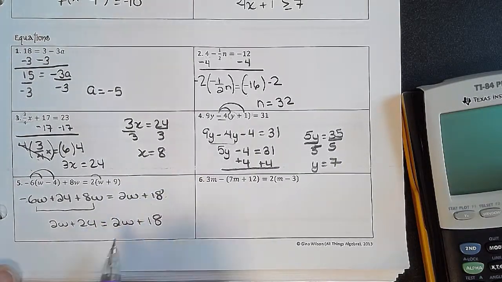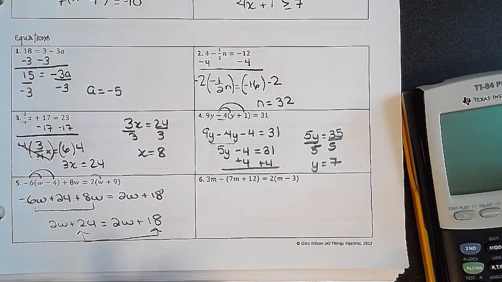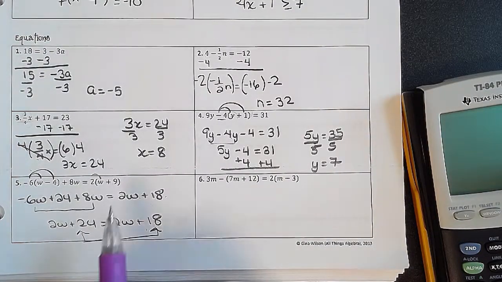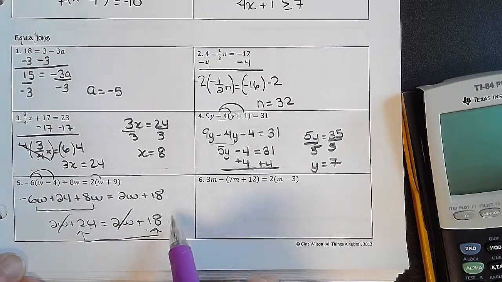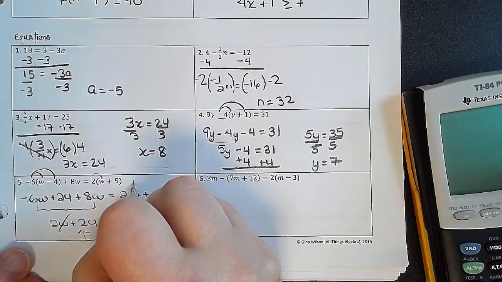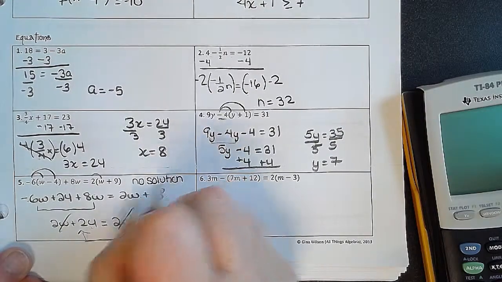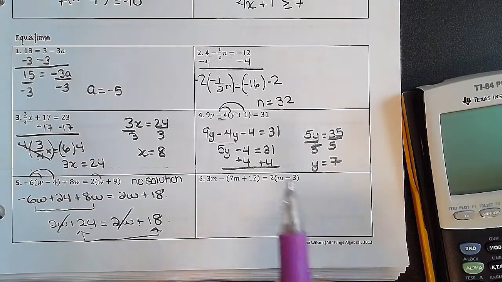Okay, we have a problem here. Our variables are going to cancel out. All right, and because of that, we're going to end up with a 24 and an 18. Now, whenever your variable goes away and the numbers are different, the answer is no solution. So you're going to say no solution or empty set.